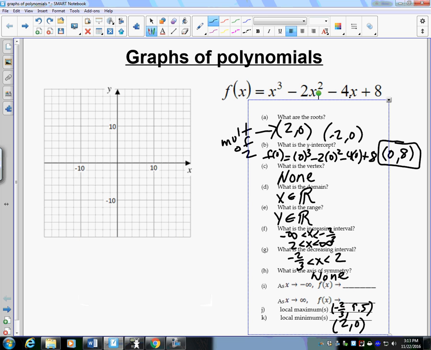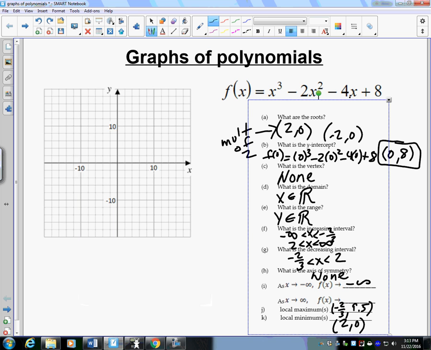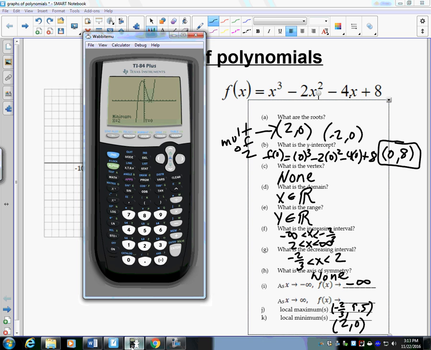And end behavior, always end behavior. As x goes to negative infinity, what's happening to the y values? They're going down to negative infinity. And then as x goes to positive infinity, what's happening to the y's? They're going up to infinity.